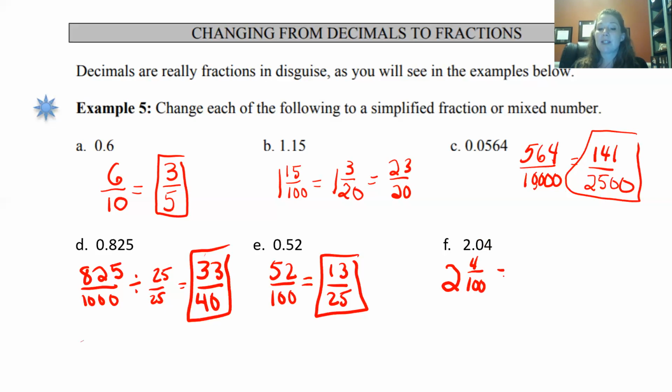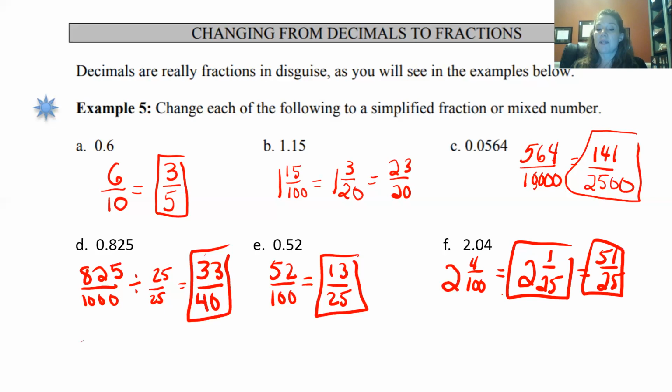And now I'm going to leave my 2 alone, but I can divide 4 and 100 by 4. So 4 divided by 4 is 1, and 100 divided by 4 is 25. So that's my answer as a mixed number. I could turn it into an improper fraction by multiplying 25 times 2, which is 50. So 51/25. So all 4 of these numbers are equivalent. They all have the exact same value.